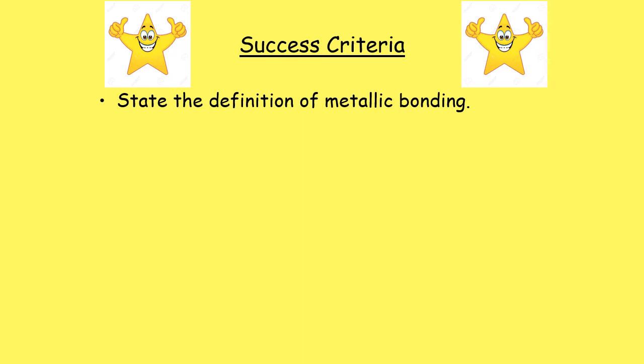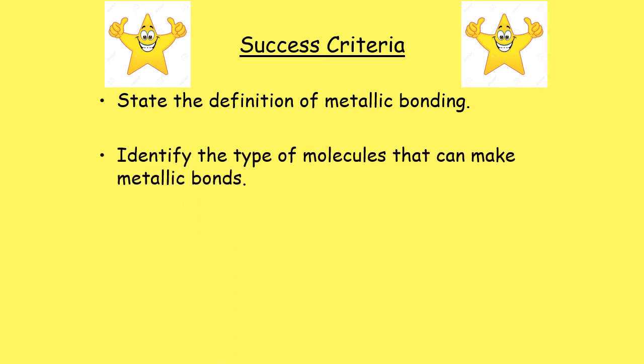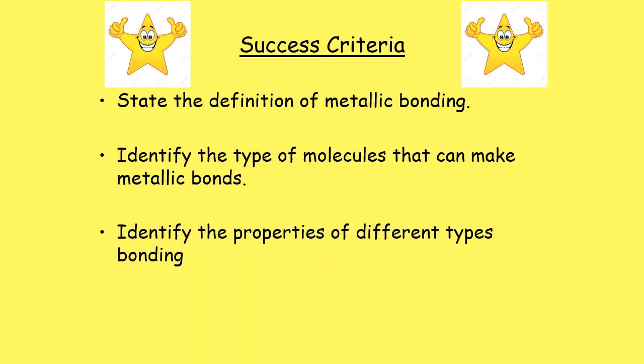So hopefully you can now give the definition of metallic bonding, which is the electrostatic force of attraction between the positive metal ions and the delocalized electrons. You'll be able to identify that only metallic elements can make metallic bonds, and you should be able to identify the properties of different types of bonding. So this has been through the past few lessons and today.